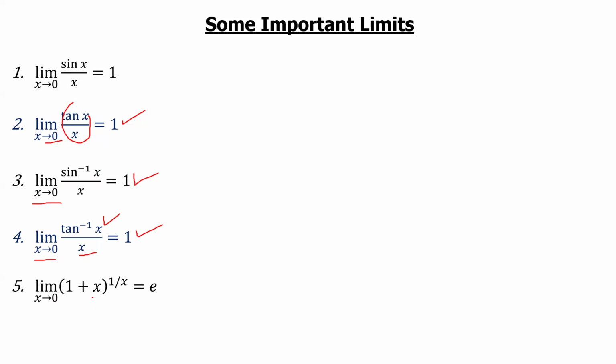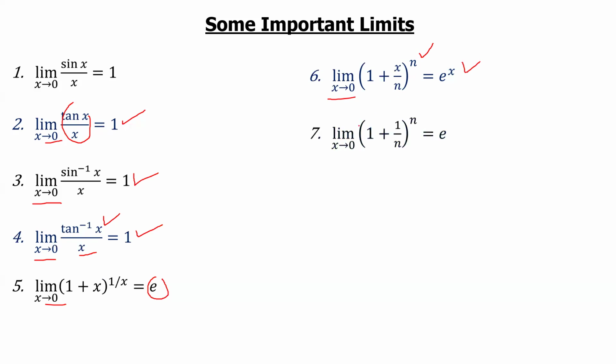Limit of (1 plus x) to the power 1 by x when x tending to 0, its value is e, and its value is approximately 2.718. Similarly, limit of (1 plus x by n) to the power n when n tending to infinity is e to the power x. Limit of (1 plus 1 upon n) to the power n is e. This seventh formula can be obtained from the sixth formula by putting x equal to 1.